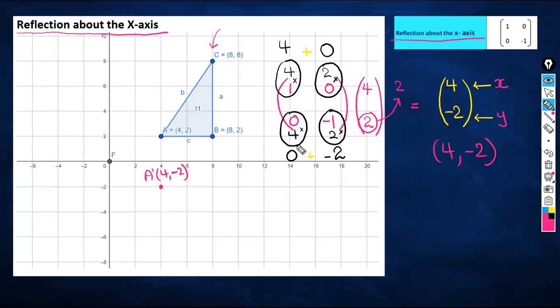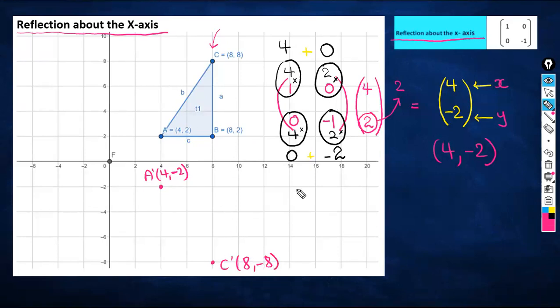Do it for point C. Obviously, you're going to take this matrix and multiply by A, then multiply by B. But try it for point C now. If you do everything correct and use the matrix method, won't we get 8, minus 8? Remember, that's the answer we got in the last question.